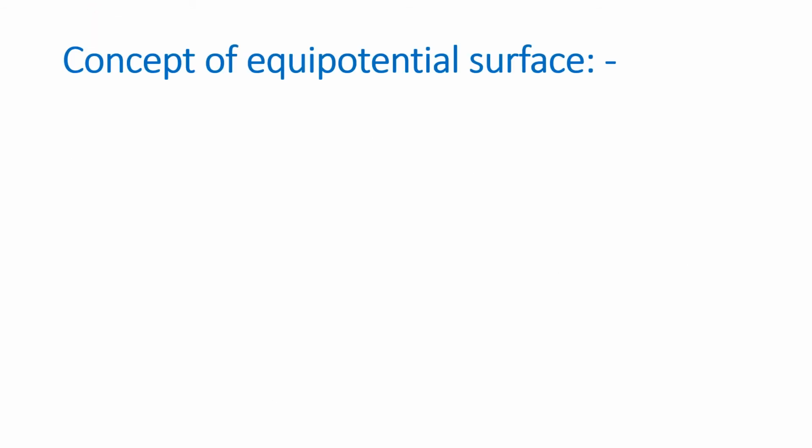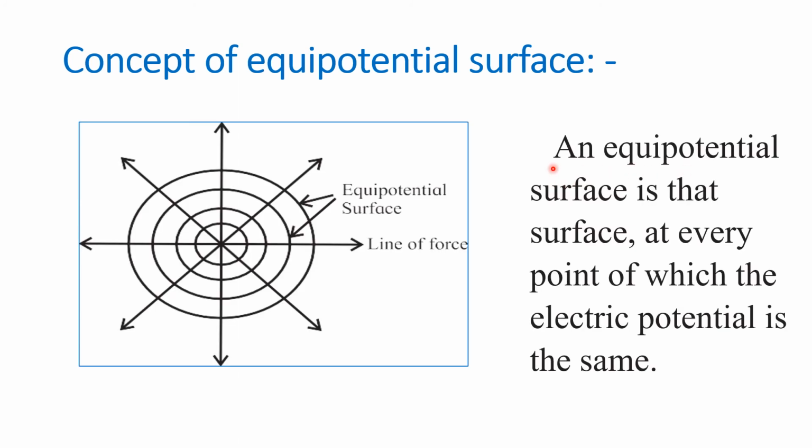Equipotential surface. An equipotential surface is that surface at every point of which the electric potential is the same. Now consider this equipotential surface. At every point on this surface, the potential is the same. If you consider another surface here, this surface is also called an equipotential surface because at every point on this concentric spherical surface, the electric potential is the same. But the potential on this surface is totally different from this.